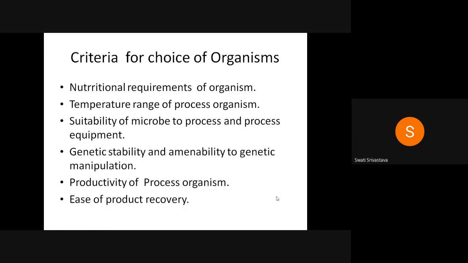It can easily be modified for that purpose. So that ability should also be present in the organism. Then the productivity of the process organism. Now you have given ample substrate options, you have given ample process criteria, different temperature ranges, pH ranges, or salt concentrations, and so on and so forth. But still the productivity or the efficiency level of the process organism is not too much.